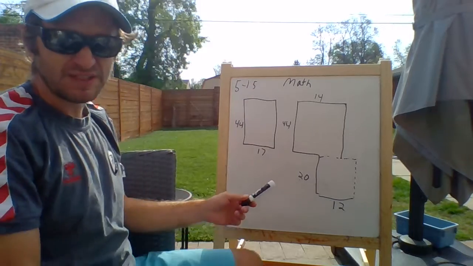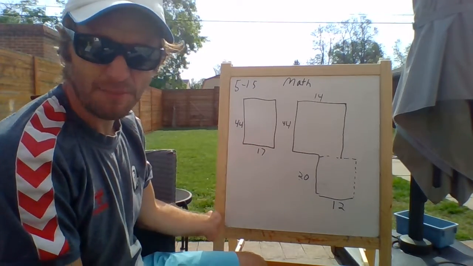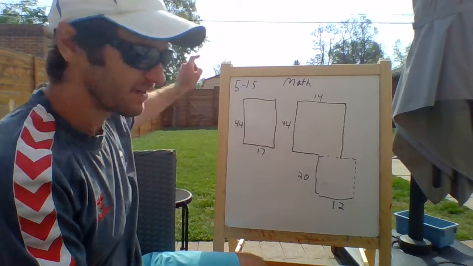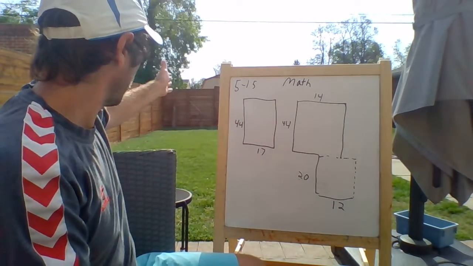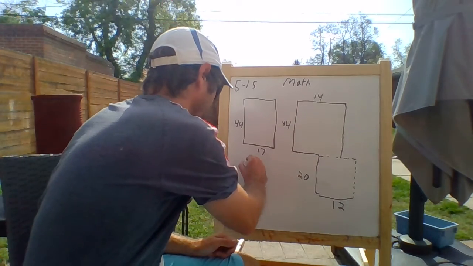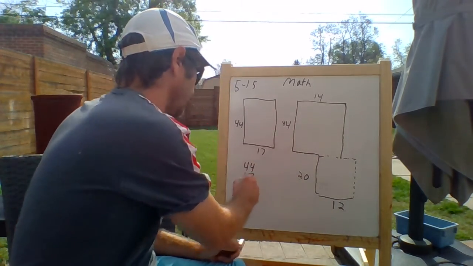So you can see I broke it down, and I end up with three rectangles. My first one right here is 44 long, 17 across. So I can figure that out. 44, 17.